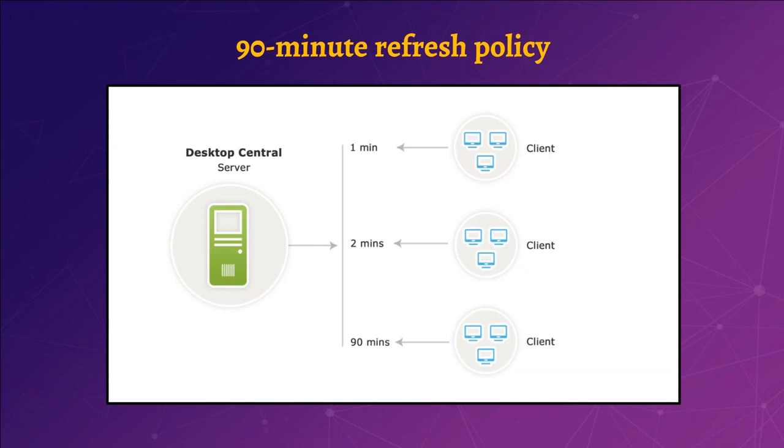This 90 minutes will be divided equally among them, and each client will have a separate time to contact the server. So each agent will be given a specific time in order for them to contact the server. It will avoid network utilization issues or bandwidth related issues. So for a bigger environment, this 90 minutes is key for seamless communication.